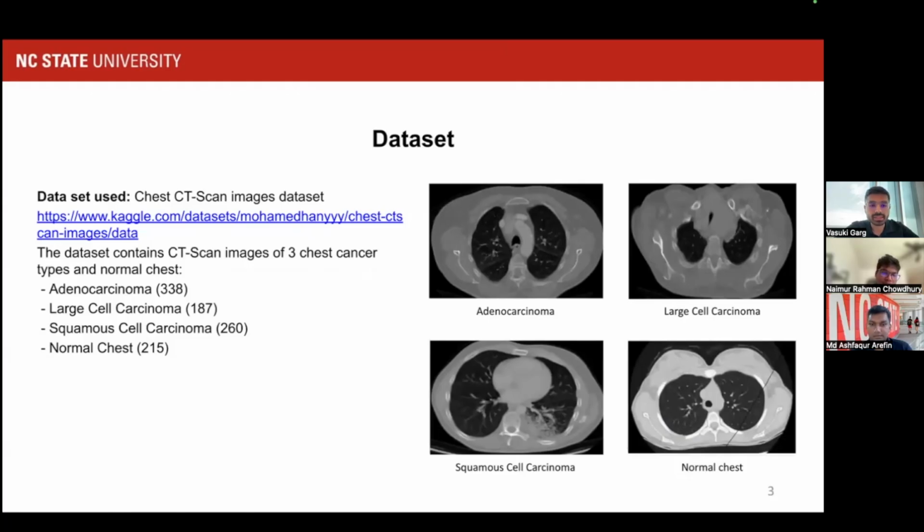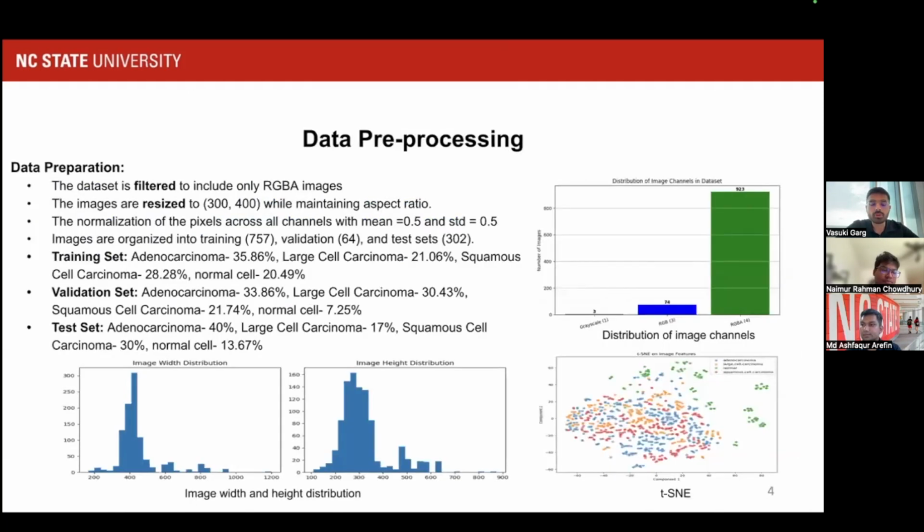So we take a dataset from Kaggle, which includes three types of chest cancers, which are adenocarcinoma, large cell carcinoma, squamous cell carcinoma, and the normal chest CT scans. Before running the models, we process the data. As we can see here, we have a substantial imbalance in the number of images per class.